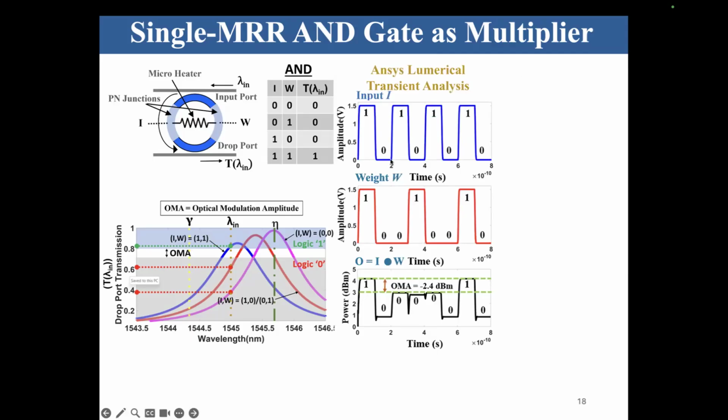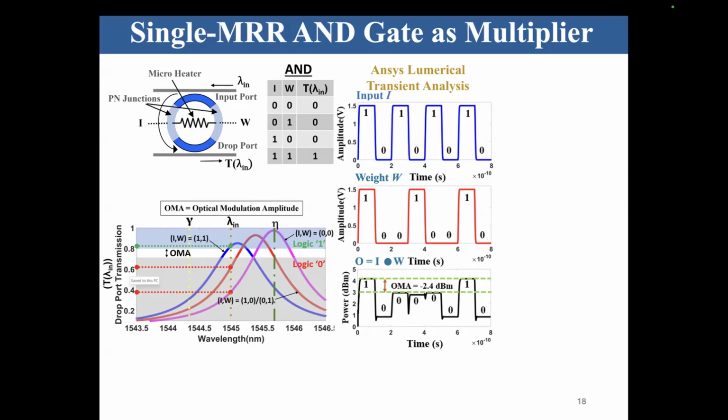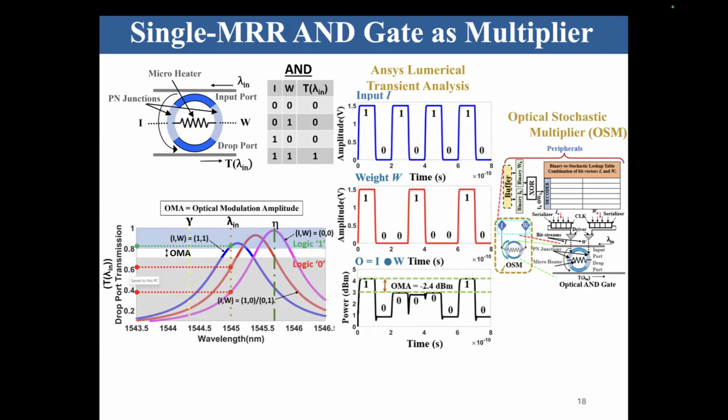If we apply the input and weight like this, you can see that the output drop transmission will follow the AND functionality, with some modulation amplitude decision required over there. So we created what you can call an electrophotonic AND gate, and this can run very fast. We have done some analysis, not included in the interest of time, but this microring can run at 30 gigasamples per second, gigabits per second. So we can run that at high speed.